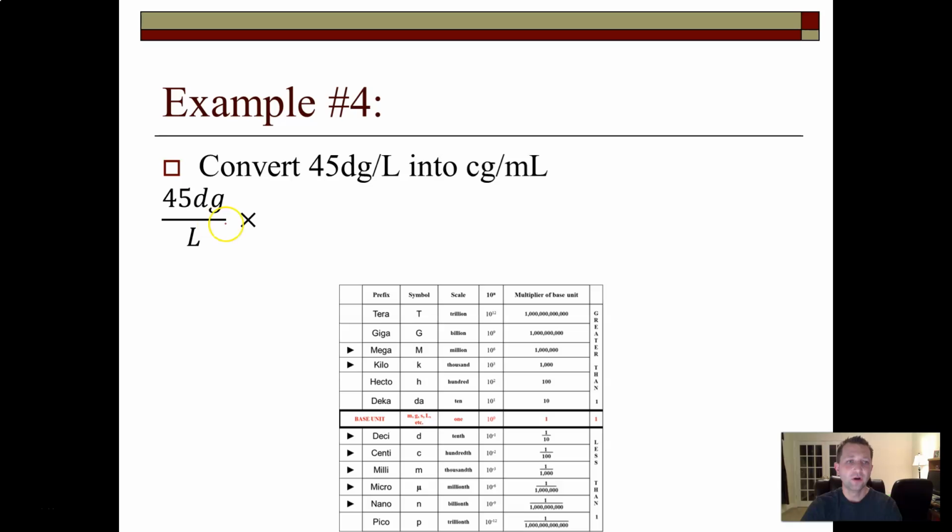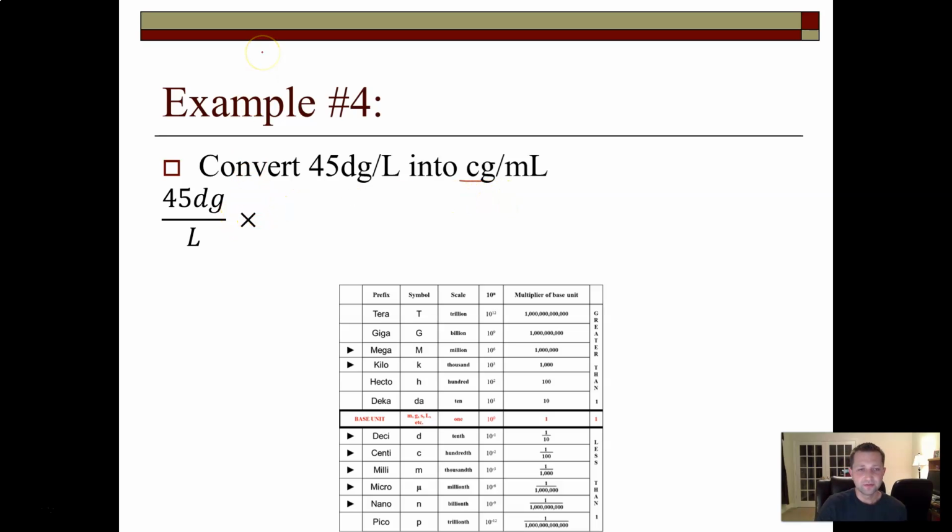45 decigrams over 1 liter. Okay? This is division. I mean, I know you recognize that. If you rewrite it like this, you can clearly see what's on the bottom. You can clearly see what's on the top. Students, I cannot tell you, just trust me. Students make so many mistakes writing it the other way because it looks like everything's on the top, and it's not. Okay? It's 45 decigrams over 1 liter. So, what do I want to do? I want to cancel out decigrams and convert it into centigrams. Okay? I want to cancel out liters and go into milliliters. Pick one and then do the other one. All right?